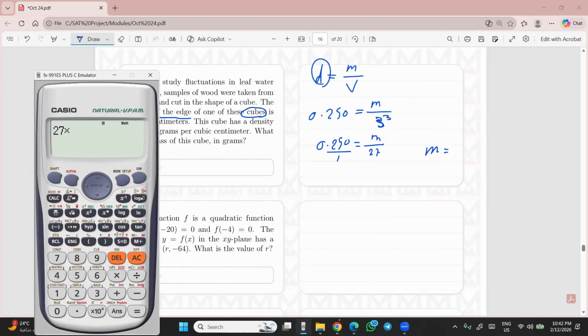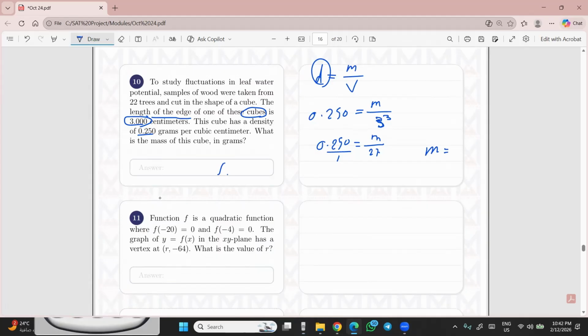27 times 0.25 or 250. You get the answer as 27 over 4, or you can make it in decimal like 6.75. That's our answer. So the mass is 6.75.